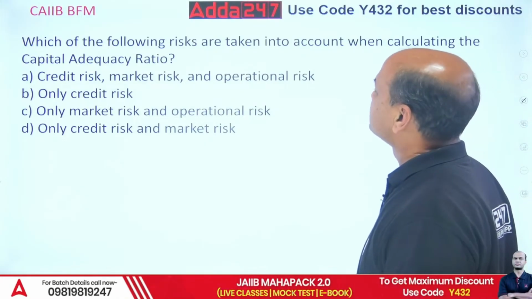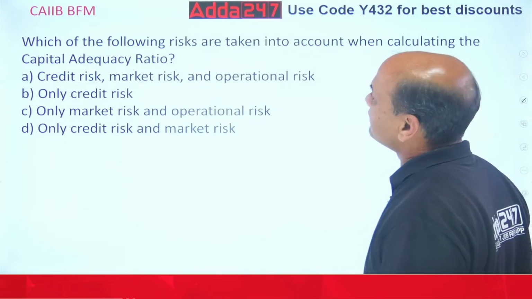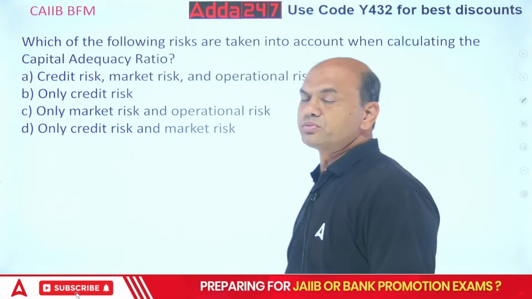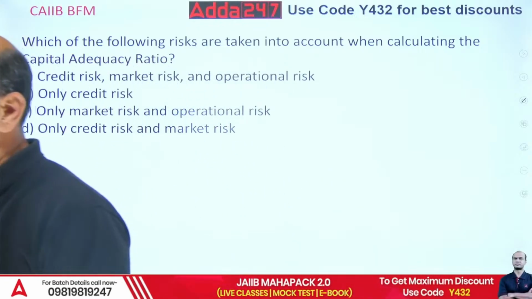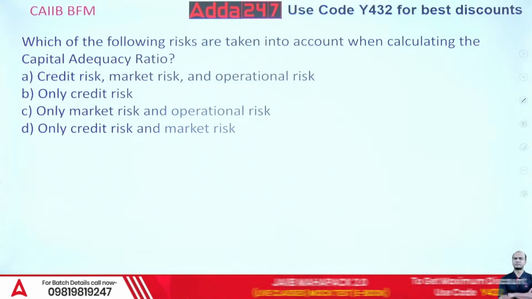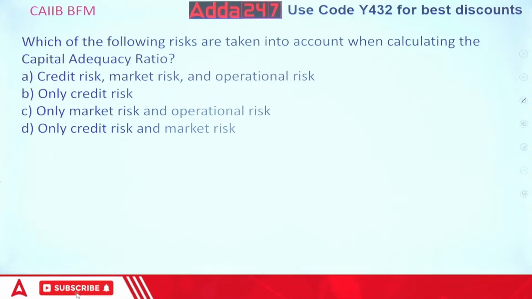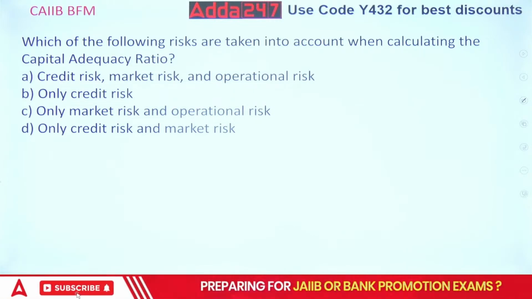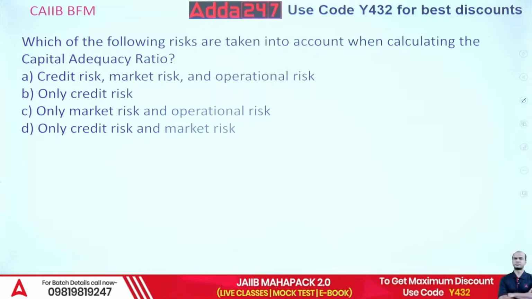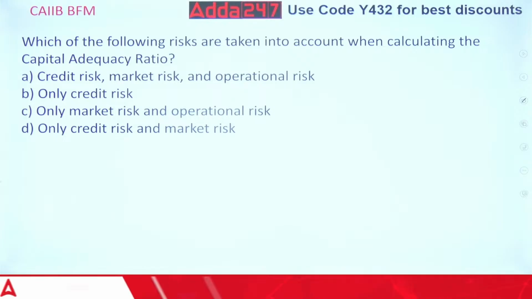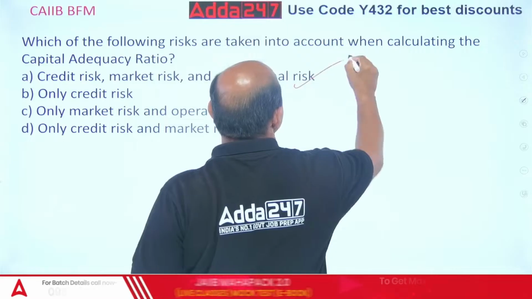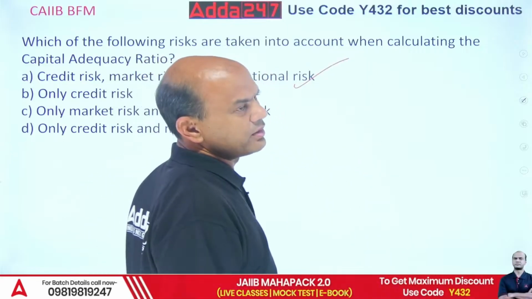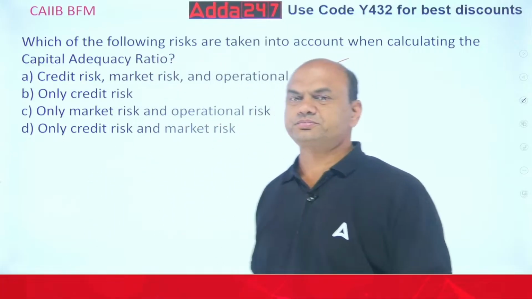Which of the following risks are taken into account when calculating the capital adequacy ratio? So which risks are taken into account? Think over it. Credit risk, market risk, ops risk. Only credit risk, only market and ops, only credit and market. Obviously. Just now we saw the numerical also, right? All the three. Credit, market, ops, all the three, correct? Clear?